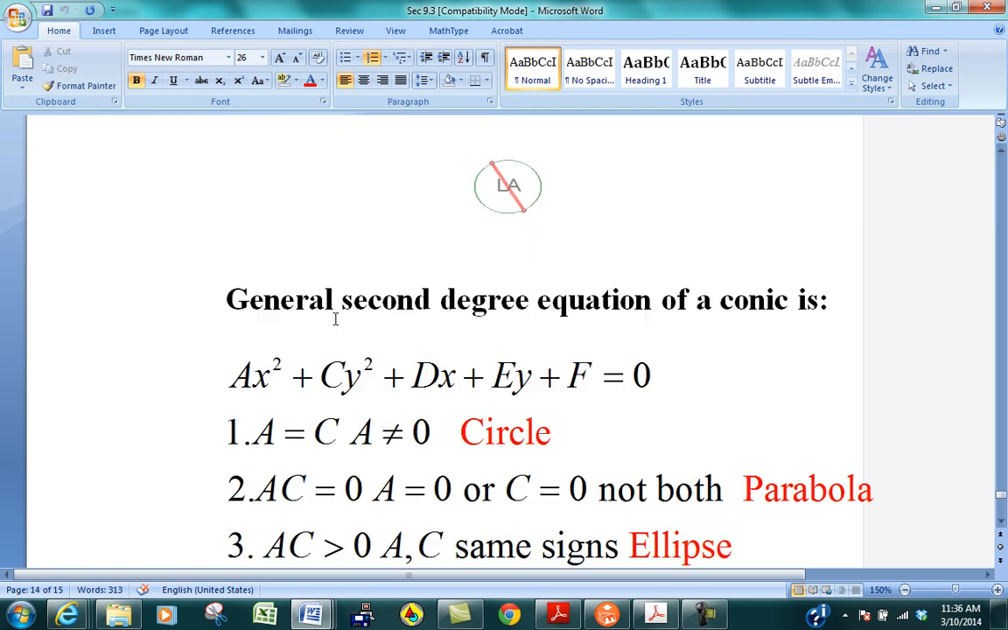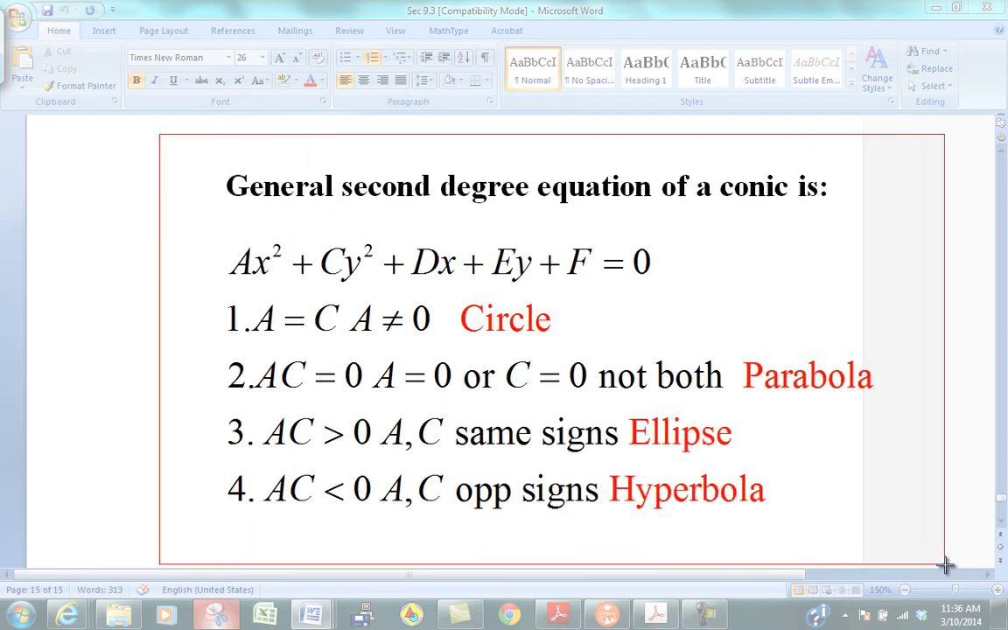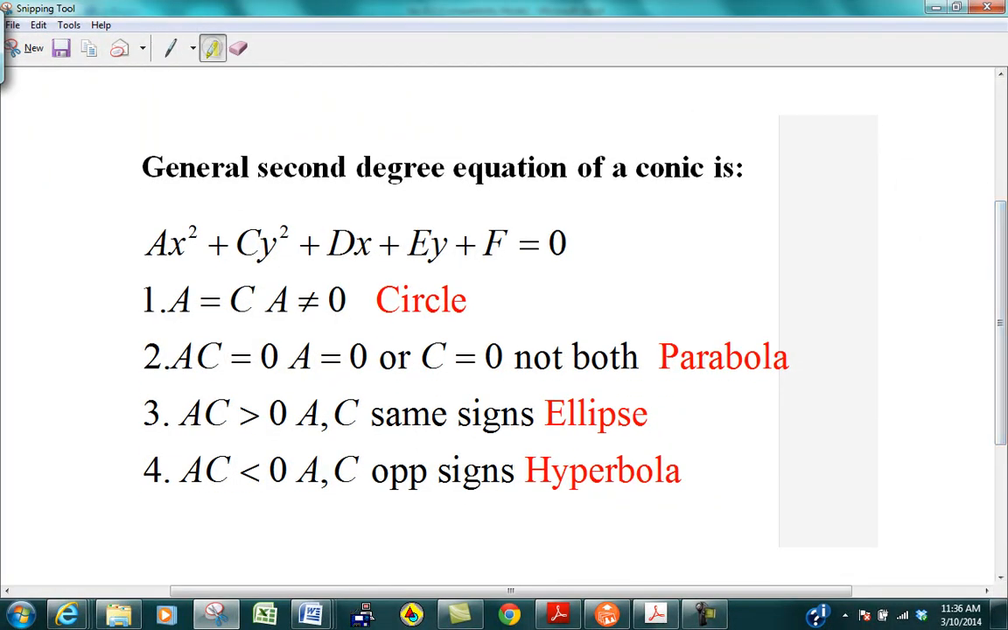Now, what we're going to learn how to do is classify conics using the most general form. Remember that this is the general form of a conic equation. If A is equal to C, then it becomes a circle. If A times C is equal to 0, either A is 0 or C is 0, both cannot be 0, because if both A and C were 0, what would you get? You get a line.